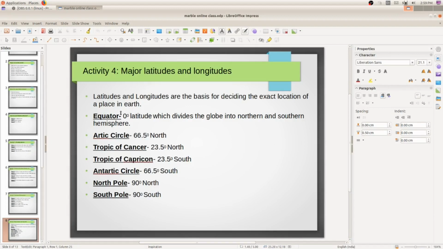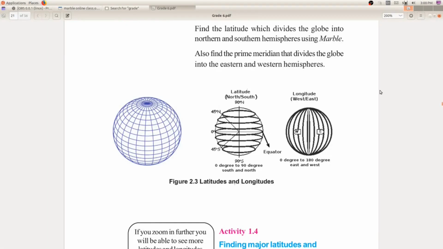Now here I have written some of the points. These are the major latitudes. I will read out: equator, Arctic Circle, Tropic of Cancer, Tropic of Capricorn, Antarctic Circle, North Pole, South Pole. So these are the major latitudes. In your textbook, page number 21, you can see this diagram. There are two diagrams, one is latitude and the other one is longitude.